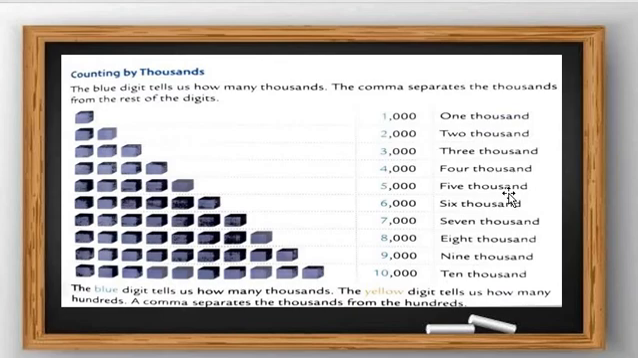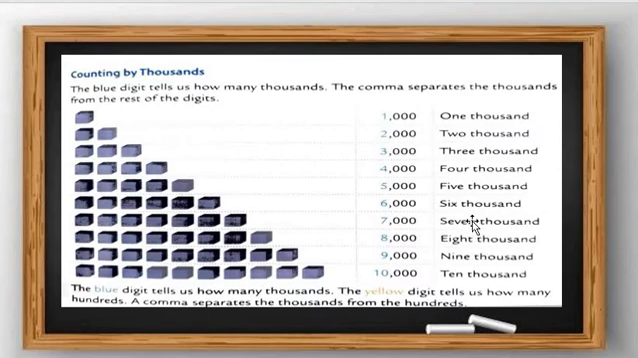Okay students, first of all, what do you write here? First of all, you write the single blue digit. Here it is 6. So first of all we write the spelling of 6, S-I-X, and then we write the spelling of 1000.